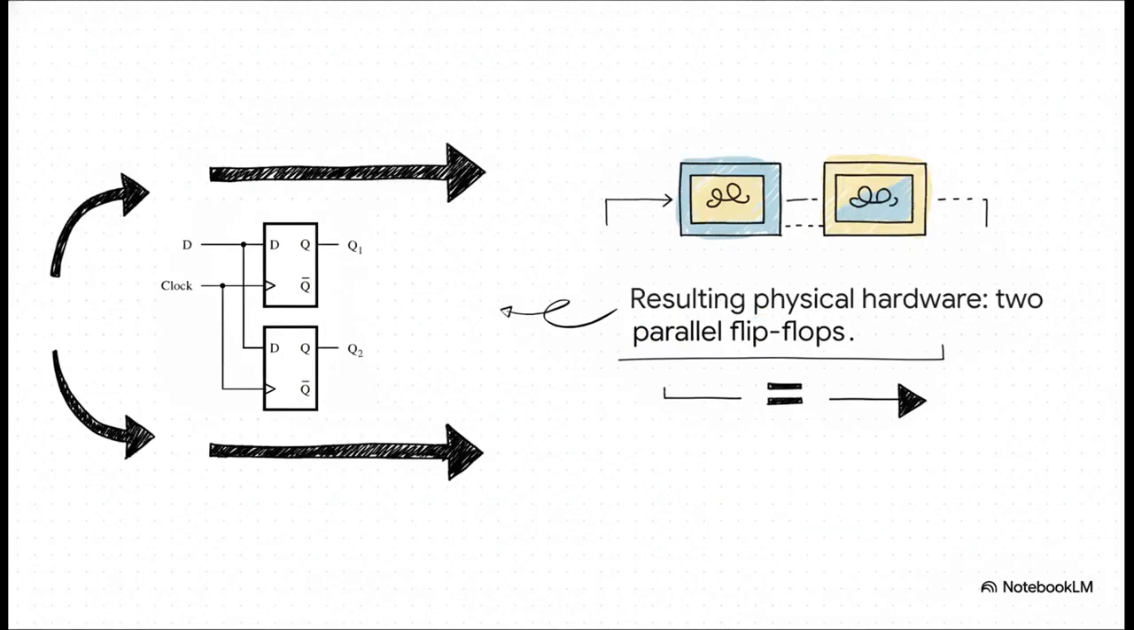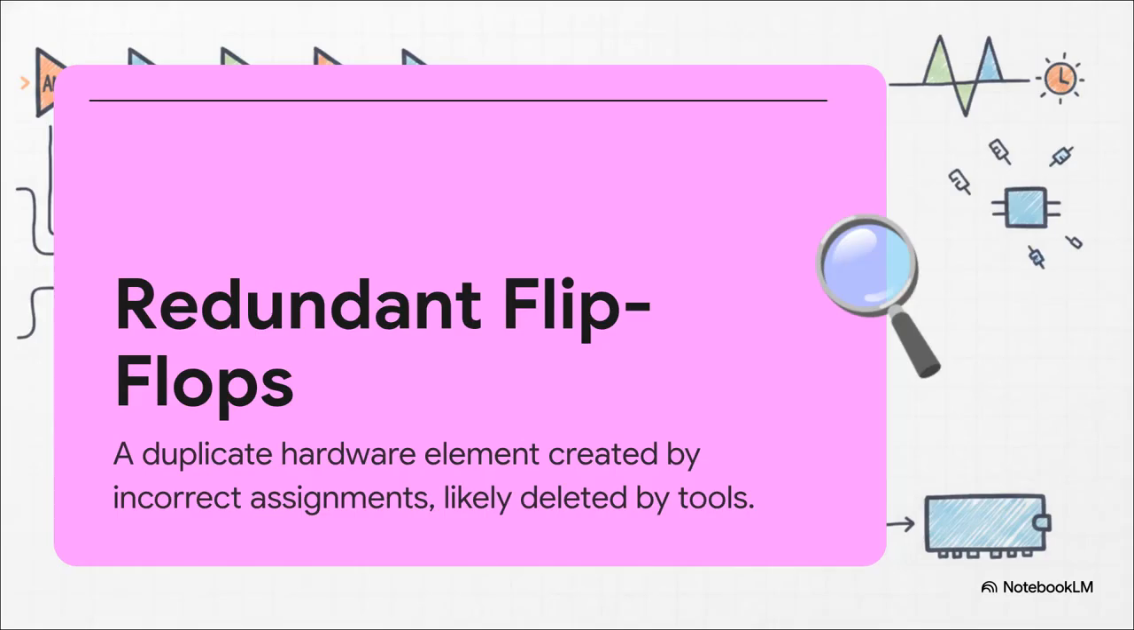And this brilliantly illustrates the physical fallout of that equals sign. Because Q2 evaluates after Q1 has already updated, Q2 essentially just copies the original input D. So instead of that beautiful cascaded sequence we actually wanted, where one flip-flop hands its data off to the next, the synthesized hardware throws us two parallel flip-flops receiving the exact same data at the exact same time. Not what we wanted.